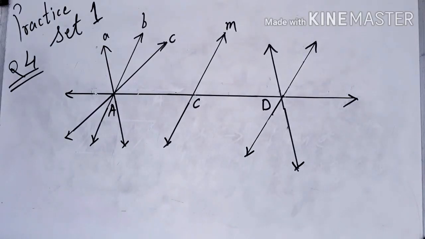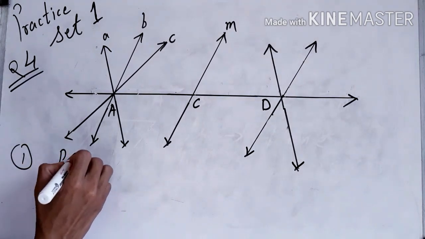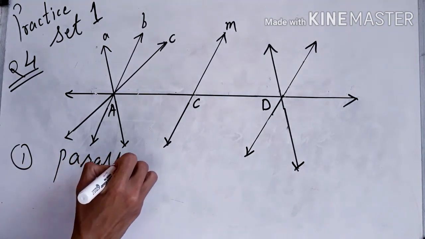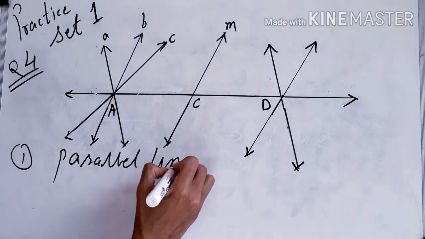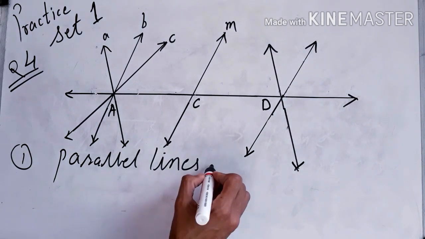Let's start question number 4. You have to observe the figure below. Name the parallel lines, the concurrent lines, and the points of concurrence in the figure. So now, our first point is we have to write the parallel lines. Parallel lines are the lines which lie in the same plane but they do not meet each other.